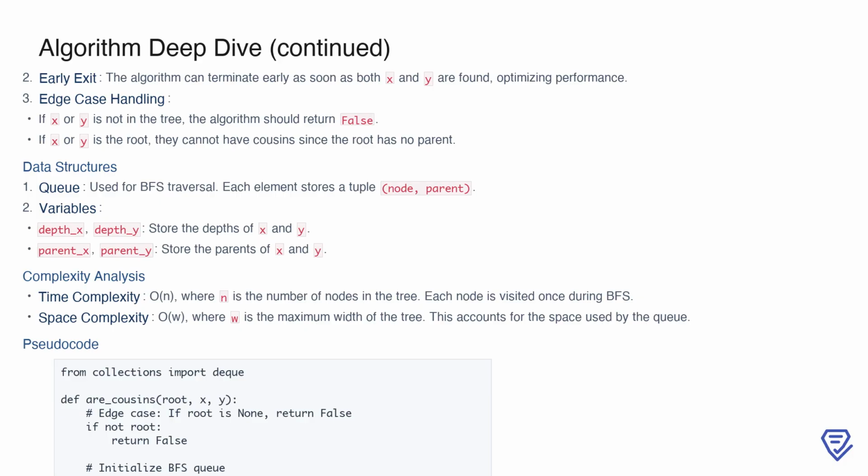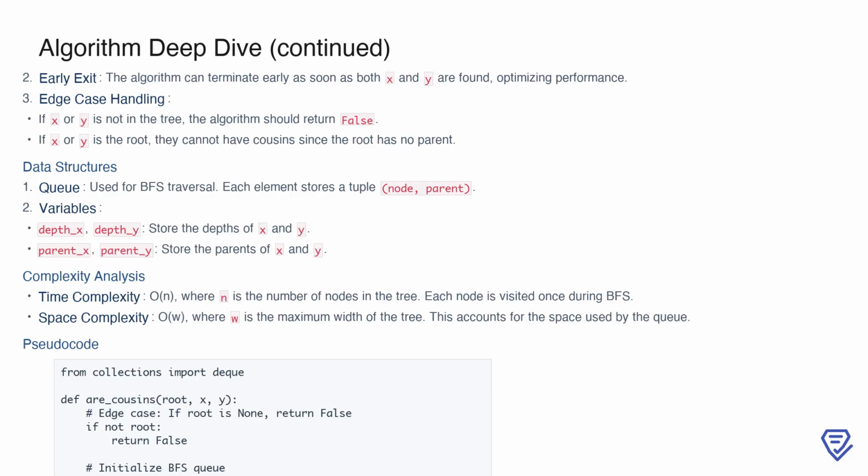Similarly, if either x or y is the root of the tree, they cannot have cousins since the root has no parent. From a data structure's perspective, we use a queue to implement BFS, with each element storing a tuple of the current node and its parent. We also use variables to store the depth and parent information for x and y.